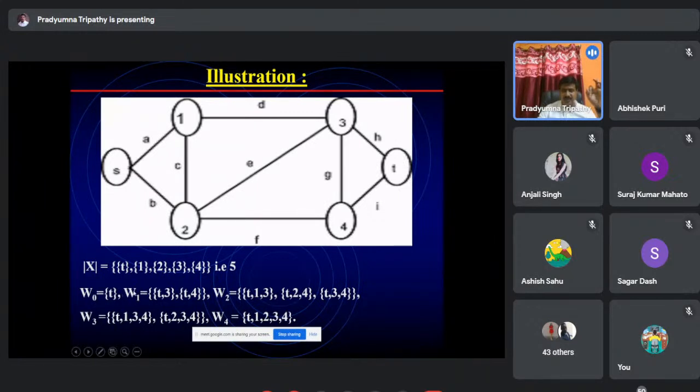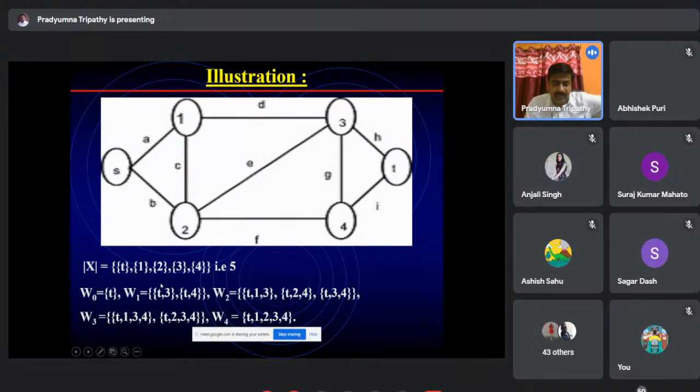Next we will generate W1. W0 is T. The next one will compute W1. How will W1 be computed? What are the nodes which are connected to this T? 3 and 4 are connected. So T3 and T4. But this is not a sufficient condition. Suppose I take T3 and remove it, are the rest of the nodes connected to the source? Yes, these are all connected to the source. So I'll take T3. Let me take T4. If I remove T4, are the rest of the nodes connected to the source or not? Disconnected. So I take T4.